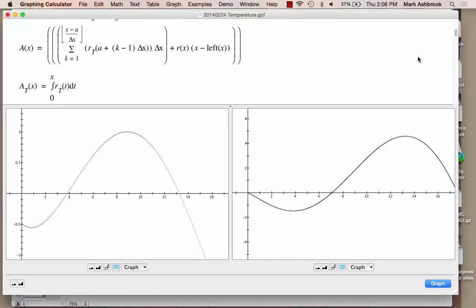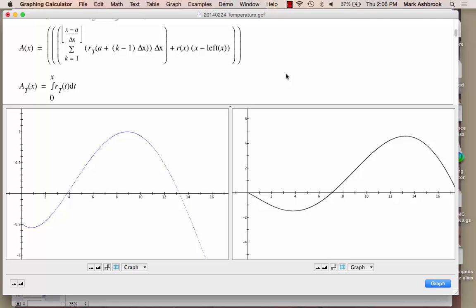Okay. So where do I want to go next? Where were we? Okay, so we said the next thing is, we've got the exact accumulation function. What about this function T?